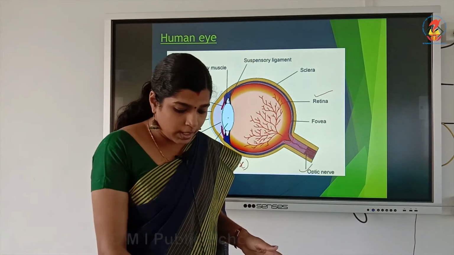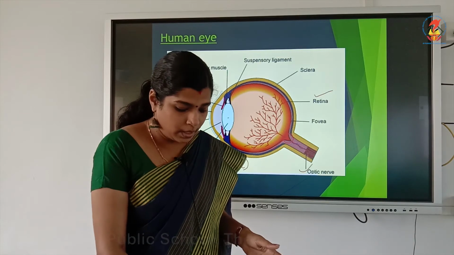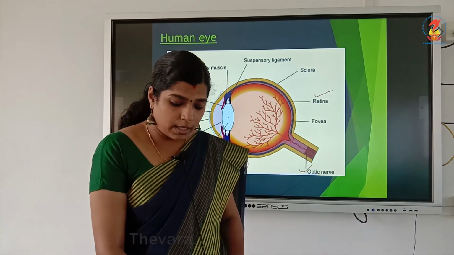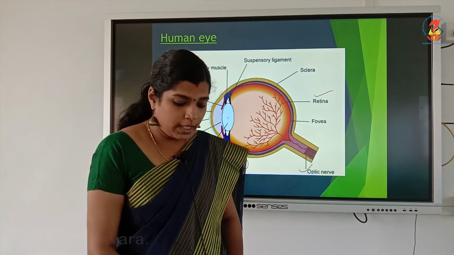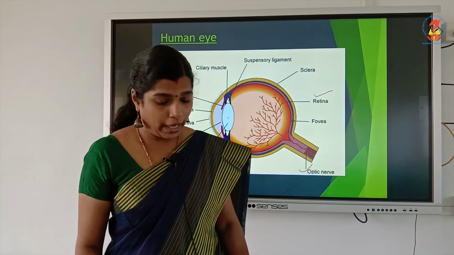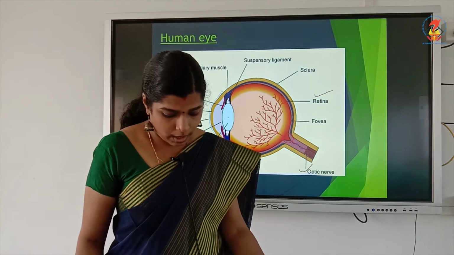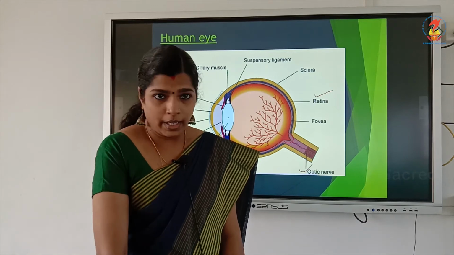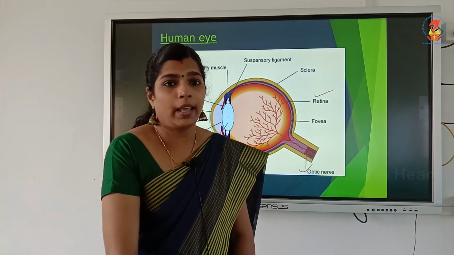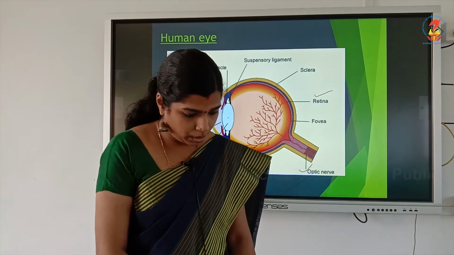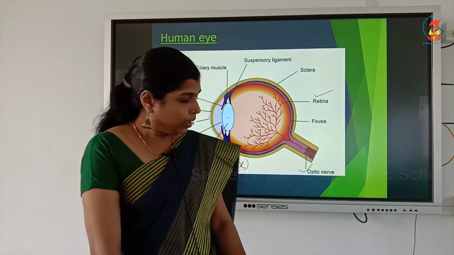Now, an activity is given in your textbook, page number 206, activity 16.9, that is a demonstration of the presence of the blind spot in your eye. Blind spot means the area where no vision is possible.